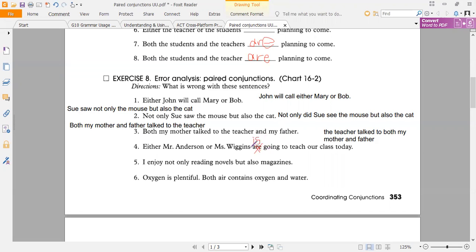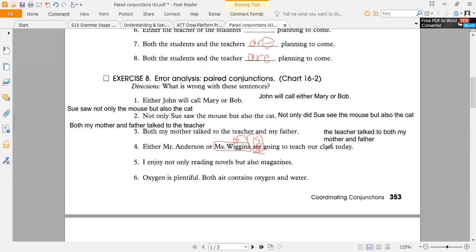Why? Because the verb with either or and neither nor agrees with the second subject. Mrs. Wiggins is one person and it's singular. Since Mrs. Wiggins is singular, we should use a singular verb: is going to teach our class today. That's very good.